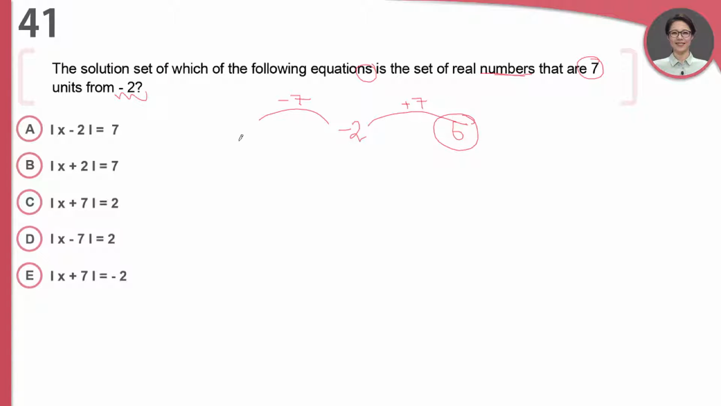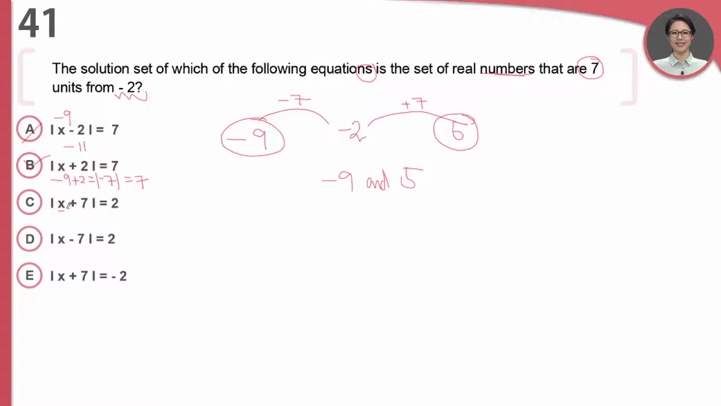-7 plus -2, that's -9, also 7 units away from -2. Okay, so we have -9 and 5. If you put -9 here, -9 minus 2, that's -11, so A is not the answer. -9 plus 2, that's -7, but we have absolute value, so 7. Yes. What about 5? 5 plus 2 is 7, so B is the answer.